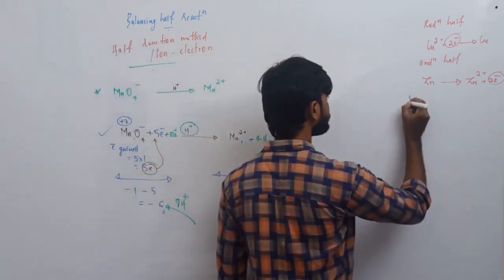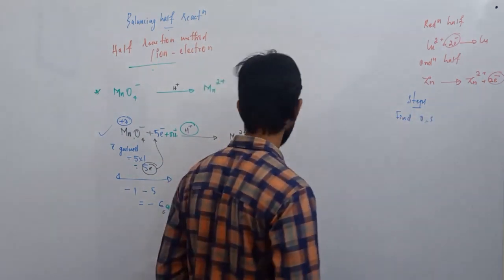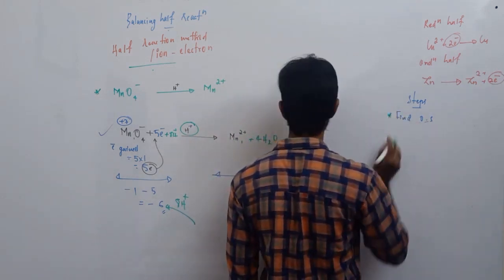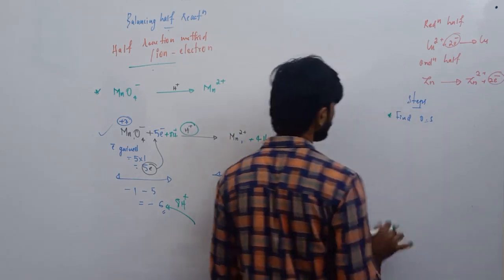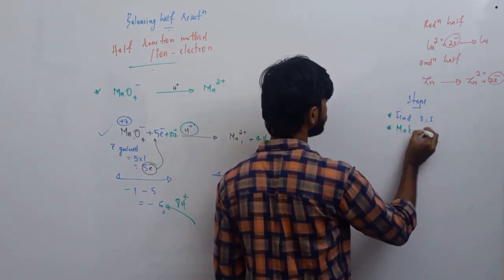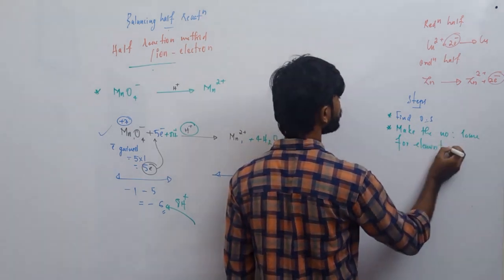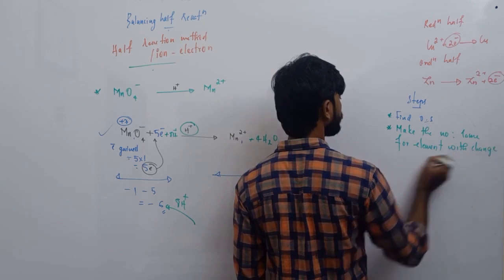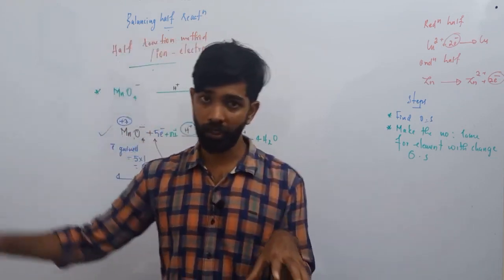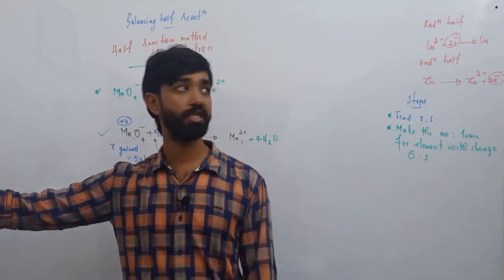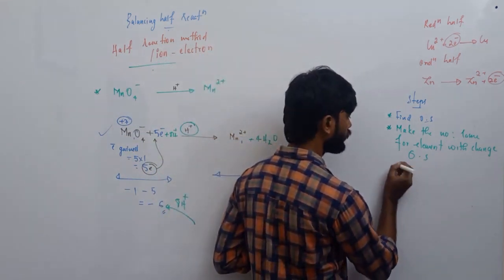Okay, so the steps are: find the oxidation state, then make the numbers the same for the element with the change in oxidation state. If you are able to find the oxidation state, then you know which element undergoes oxidation or reduction. Here it is only either oxidation or reduction, because the given half may be an oxidized half or a reduced half. Then once you find the elements with the change in oxidation state, you make their numbers the same on both sides.